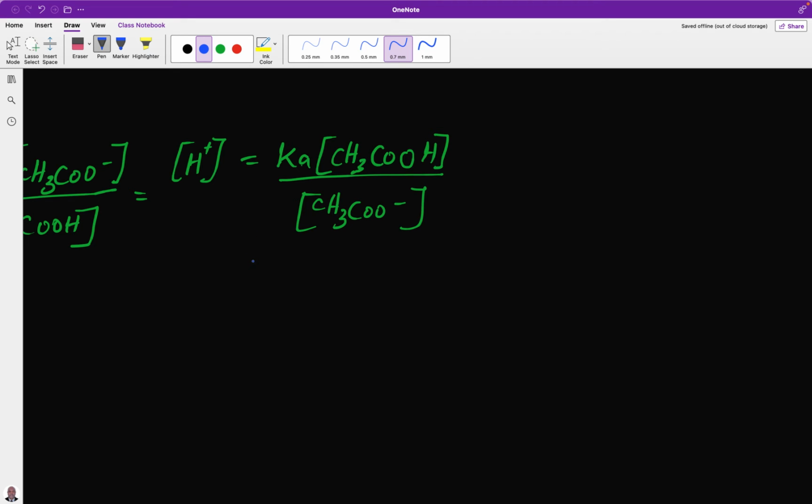If we substitute our values, the hydrogen ion will be 0.00008 times, the acid was 0.10, then the conjugate base was 0.20. If we calculate all this, we will have 9.0 times 10 to the minus 6 mole per dm cube.